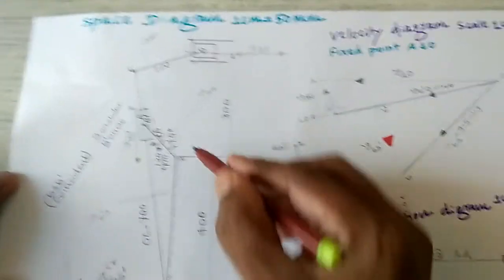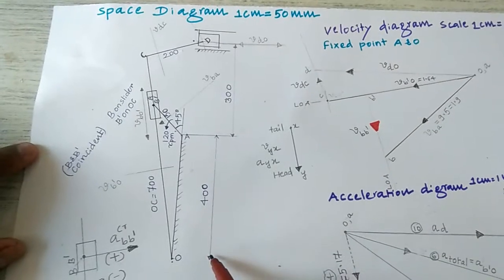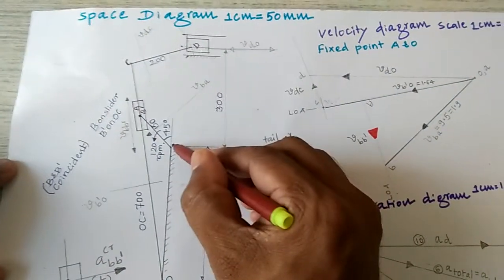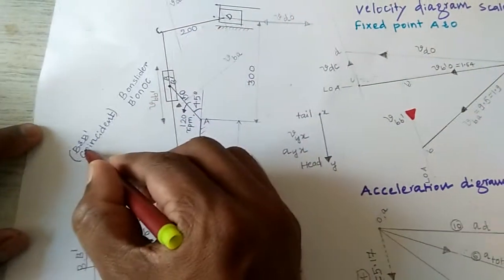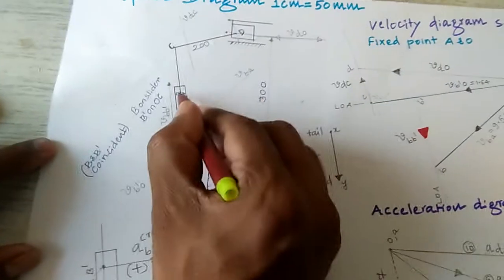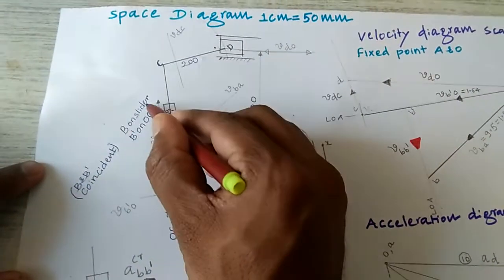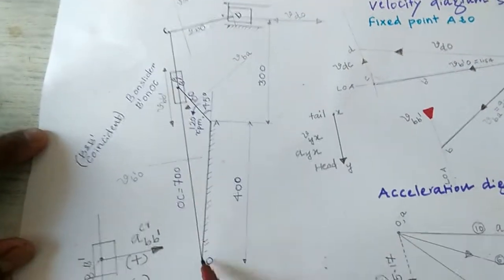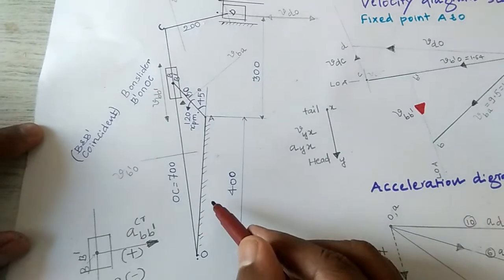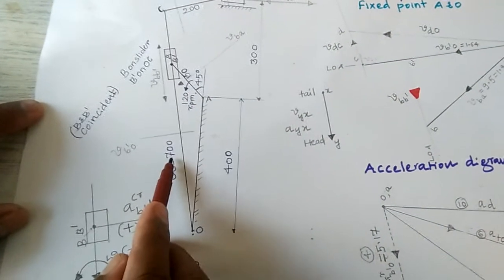I have drawn it here already, to save time. OA is a fixed link, with a length of 400 mm. Then AB, B and B dash are the coincident points. You have to remember this also. B and B dash both are coincident points: B on the slider and B dash on the OC link. OC link is this one, O and C. Then the OC length is given as 700 mm.